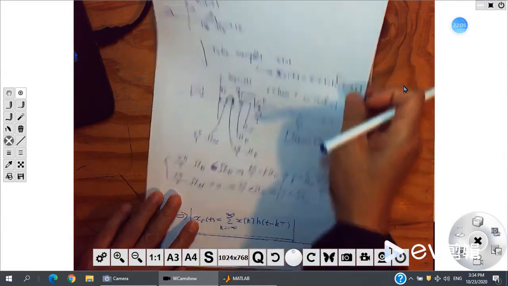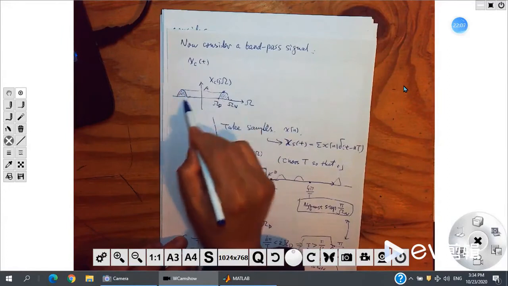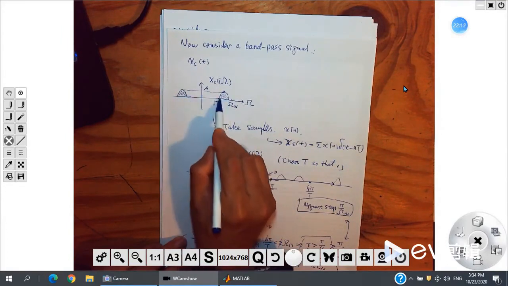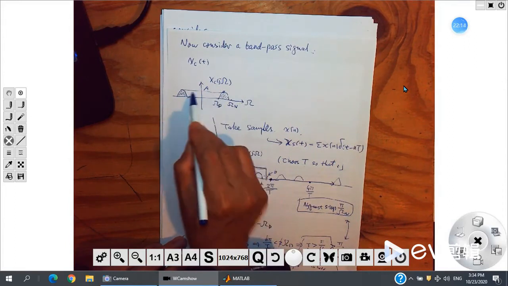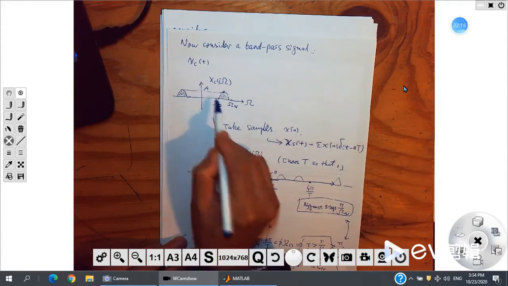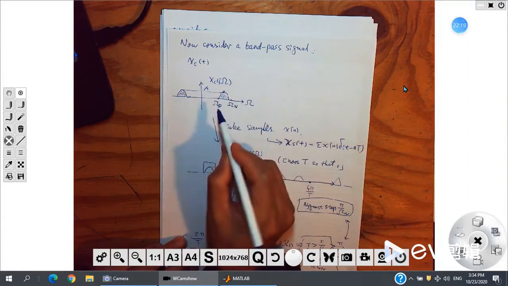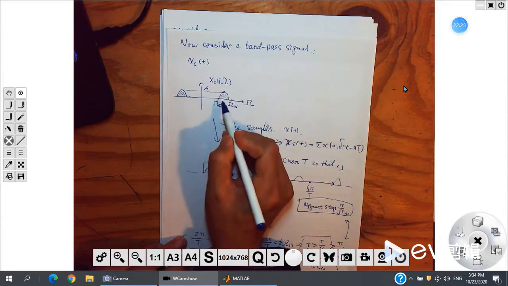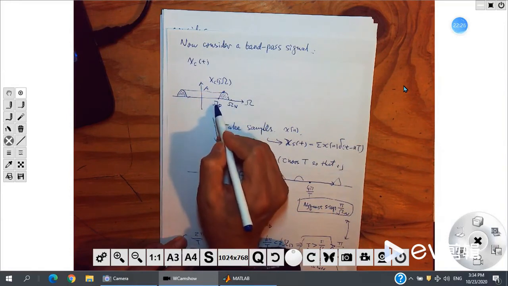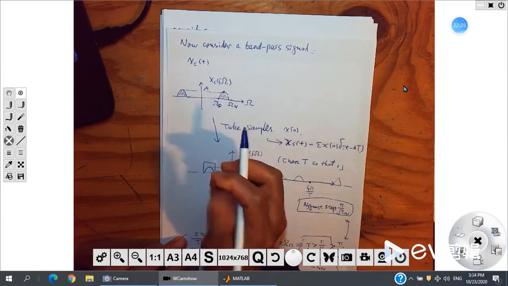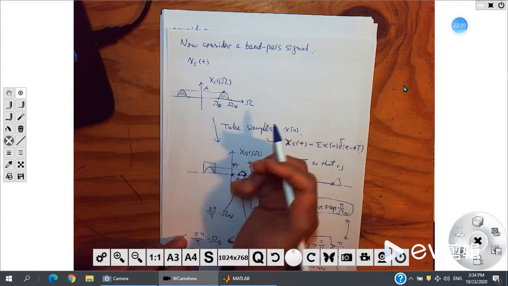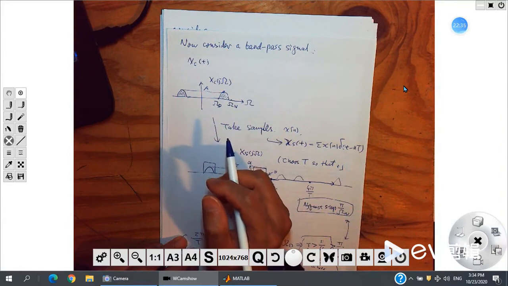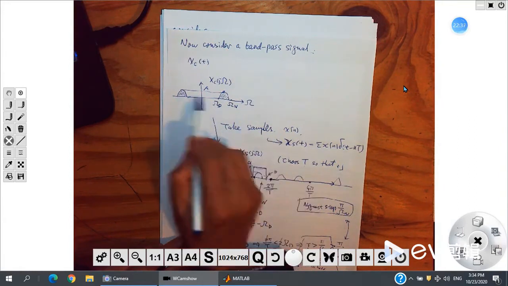Bandpass signal. The signal XC has a spectrum that looks like this. Between these two, there is a big gap in frequency. But in real applications, almost all the signals we use have this feature. Like radio, you have different channels. TV, you have different channels. Cell phones also have different channels for different companies. All the channels look like this.